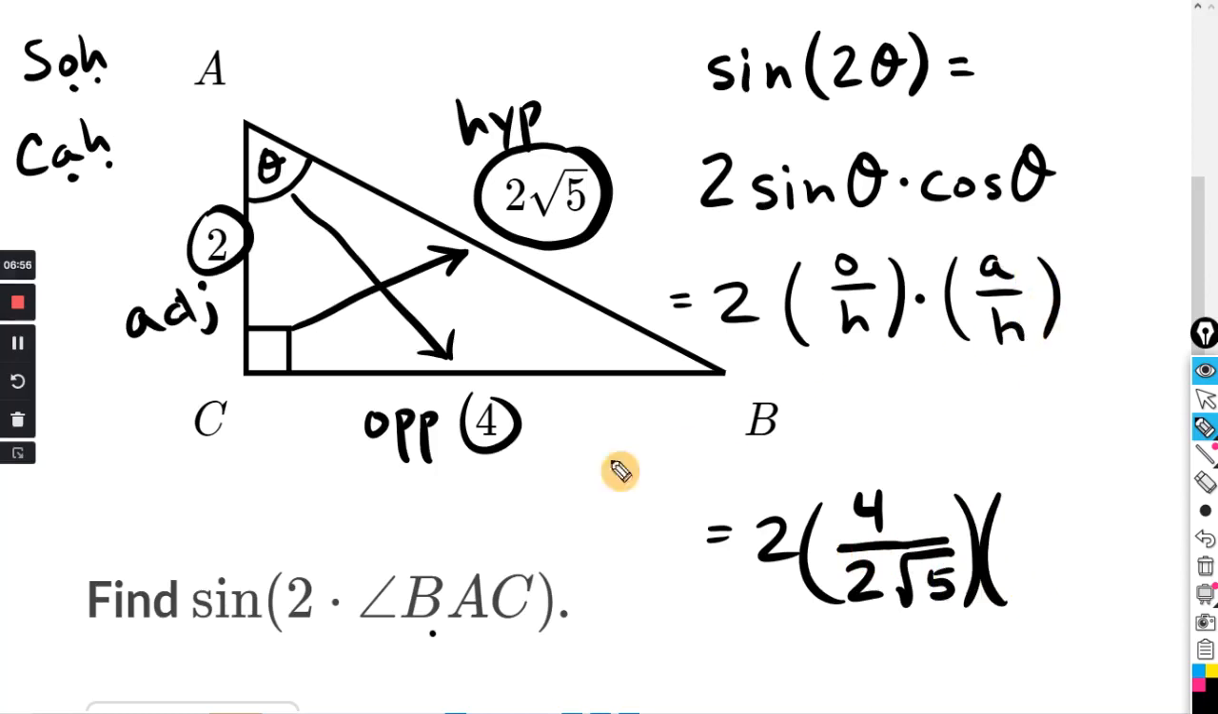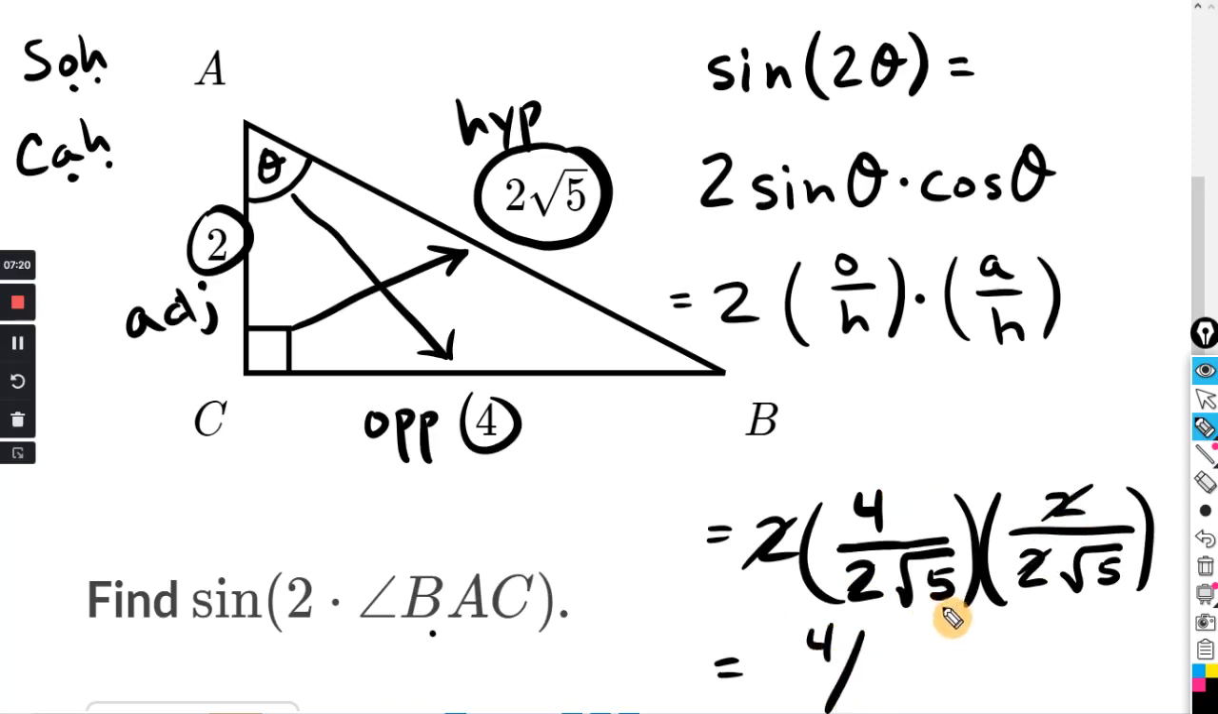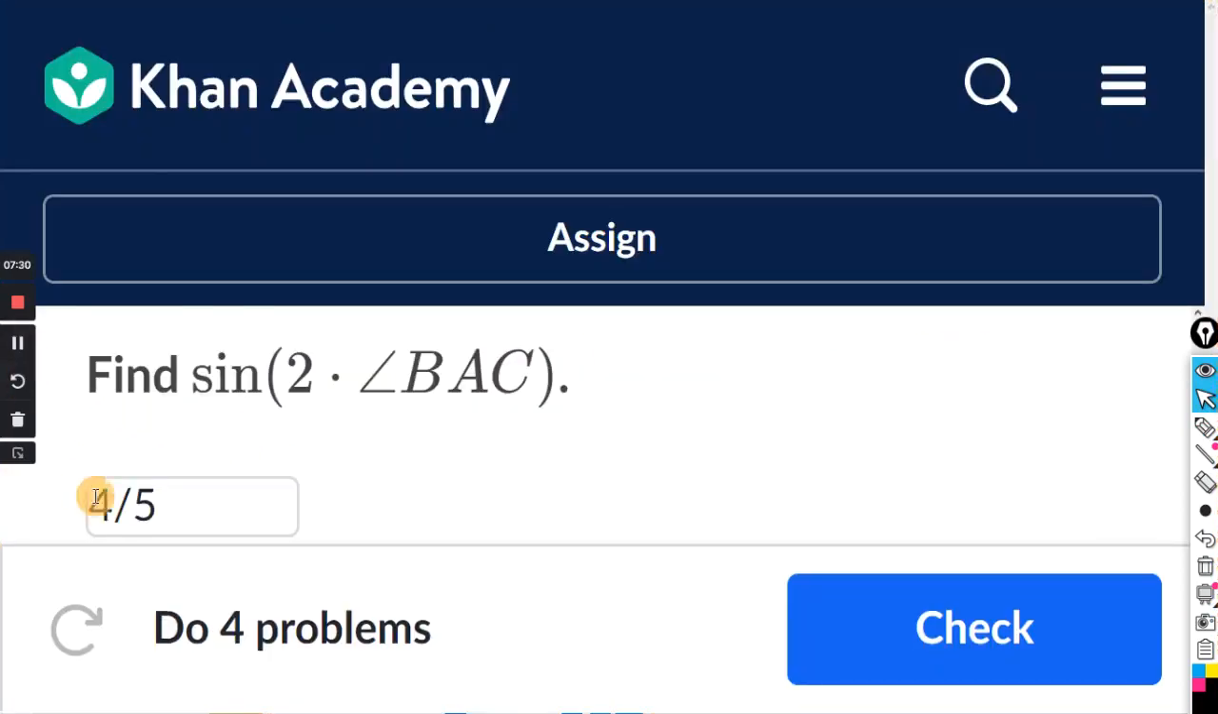Adjacent over hypotenuse is 2 divided by 2 radical 5. All right, and now we can cancel. 2 divided by 2 cancels. In the numerator, the only thing left is a 4. And in the denominator, radical 5 times radical 5 is just 5. Final answer: 4 over 5.